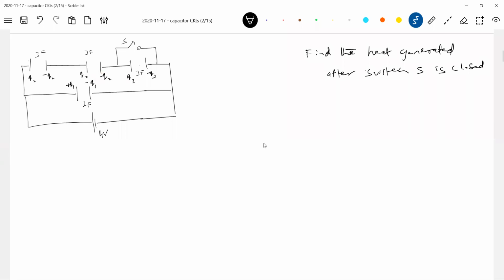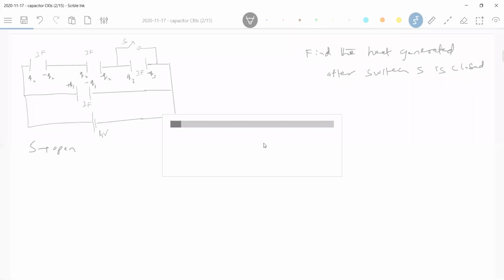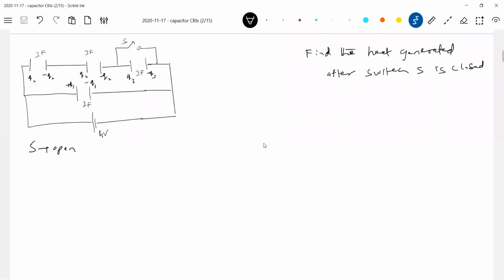So what is Q1? Q1 we can tell very easily. This is before closing the switch, with the switch S open. With the switch S open, we are discussing the problem. Let's get into it now. So Q1 should be equal to 2 into 4, 8 coulombs. What about Q2?